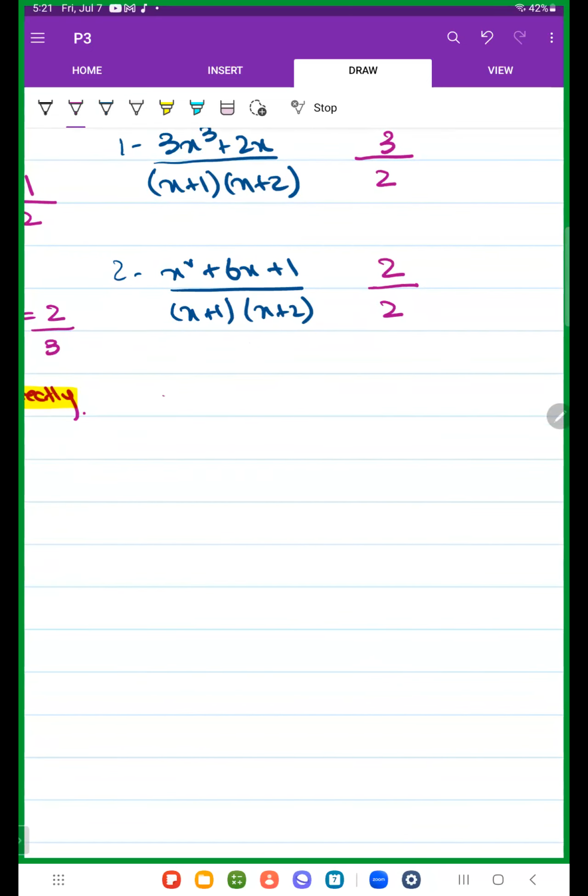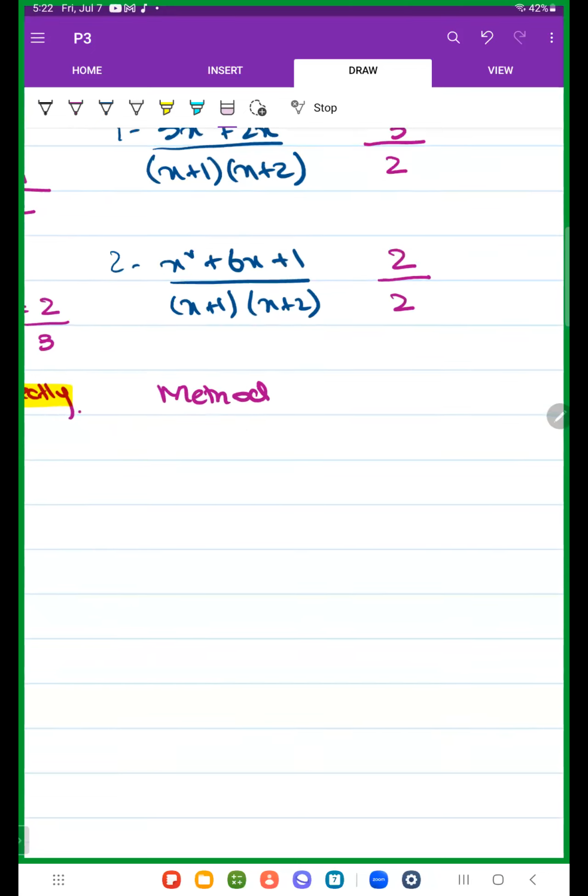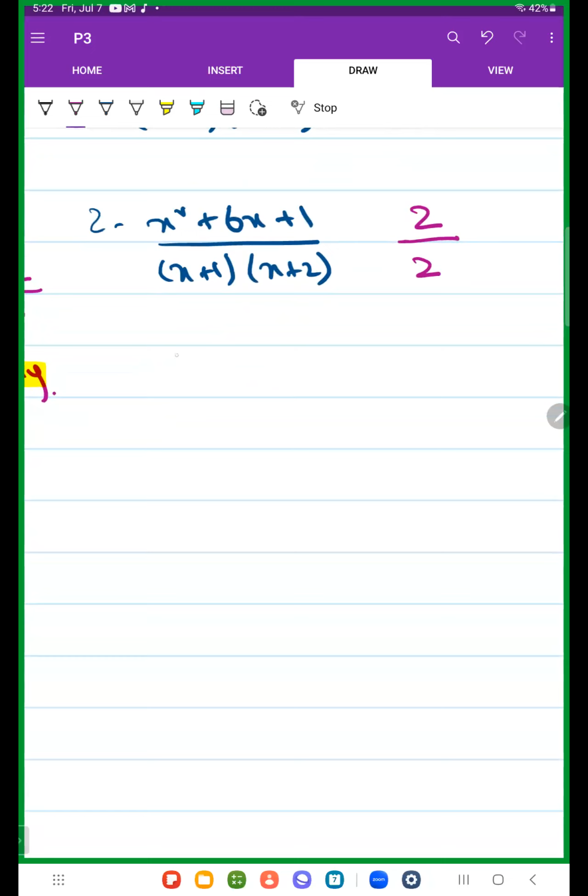This may seem like a lot of information right now, but it will be very simple when we do the questions. I just want you to have an understanding of all the theoretical information before we move on to the questions. So the first method is to use long division. Remember we did the factor remainder theorem? This is why we did it.